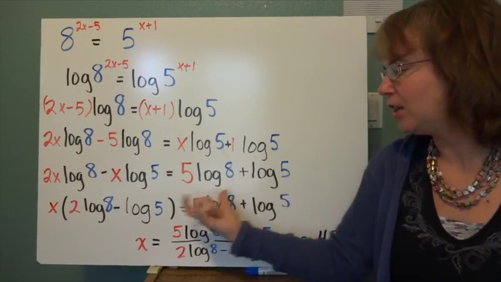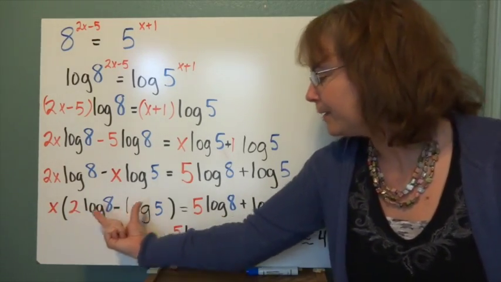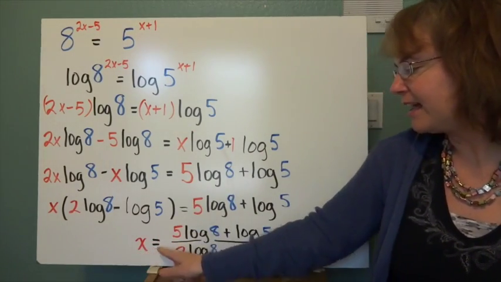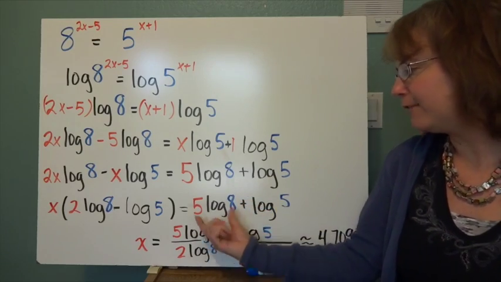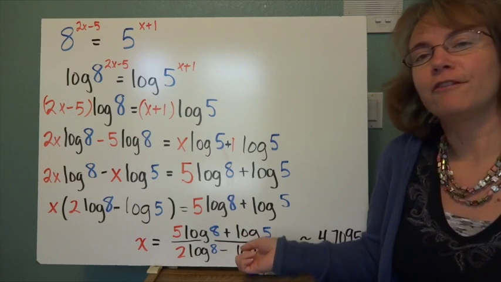I didn't change that at all. This is just a number. I can divide both sides by this number to isolate my x. So then I have x is equal to 5 log of 8 plus log of 5 over this, 2 log of 8 minus log of 5.